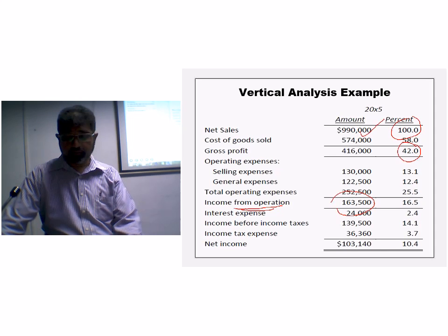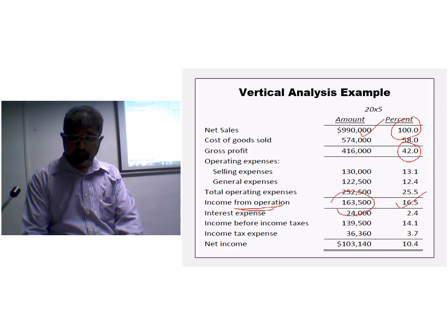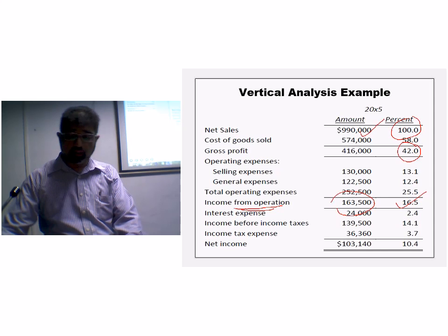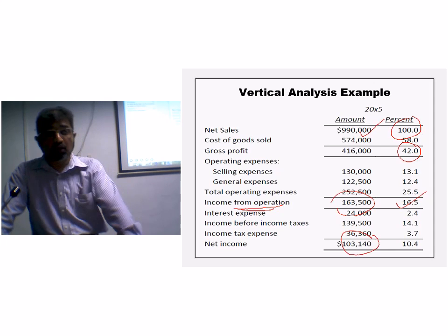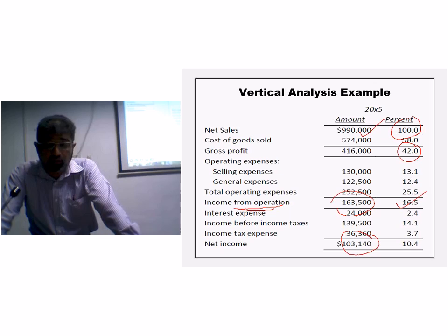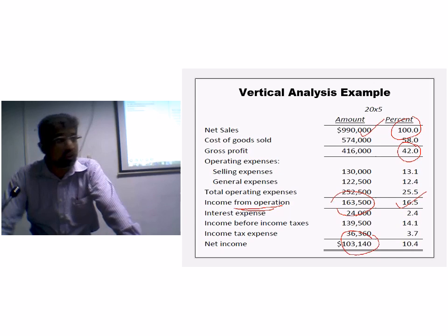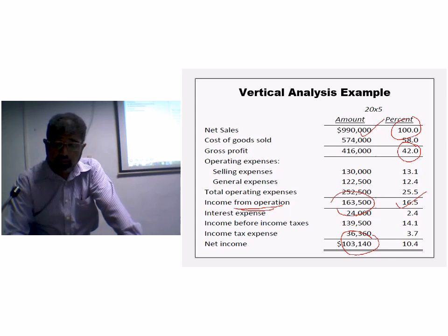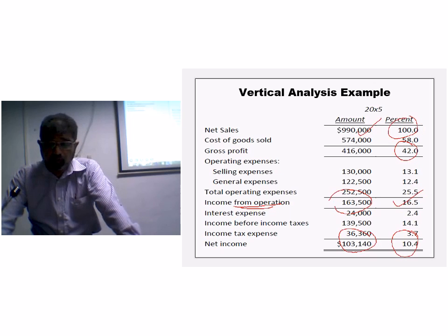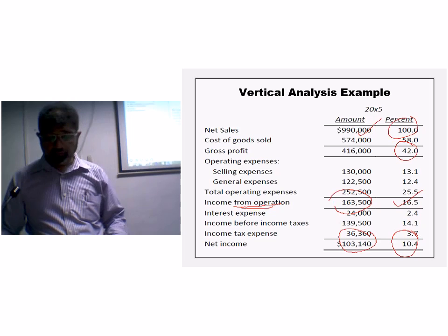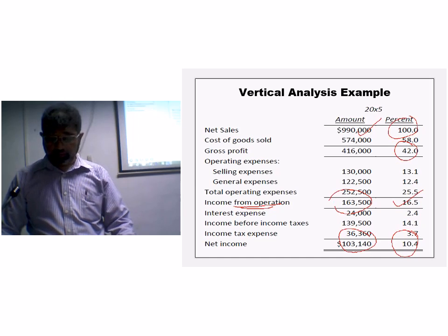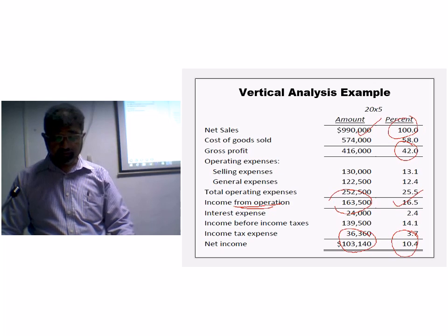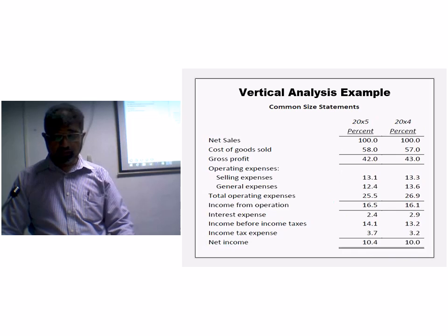You can see that 16.5%. Finally, you can see net income 103,140 divided by 990,000 into 100. Now you can see that 10%. In this way, you can take those answers for this common size financial statement, common size income statement.